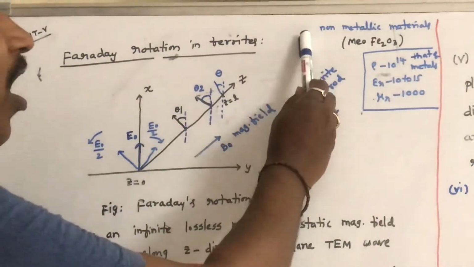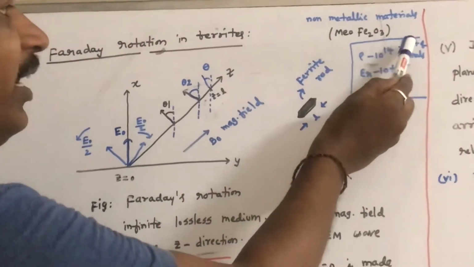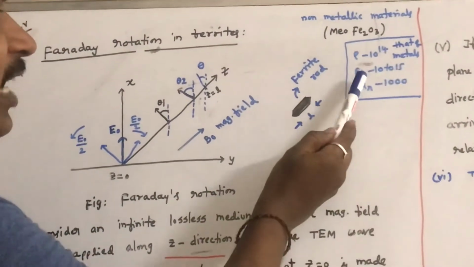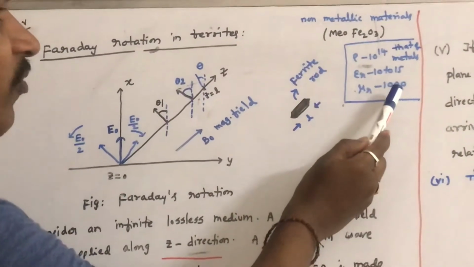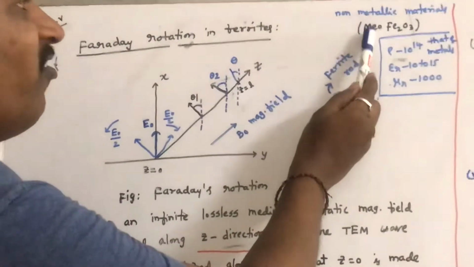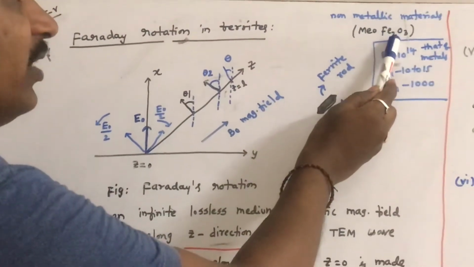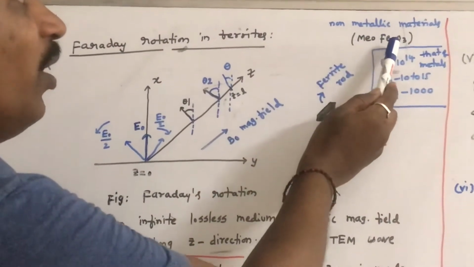Ferrite materials are non-metallic materials with resistivity that is nearly 10 power 14 times that of metals, with a dielectric constant in the range of 10 to 15, with permeabilities in the order of 1000. These ferrite materials are obtained by mixing powders of metallic oxide and ferric oxide. So this is the general composition of ferrite materials: metallic oxide and ferric oxide.